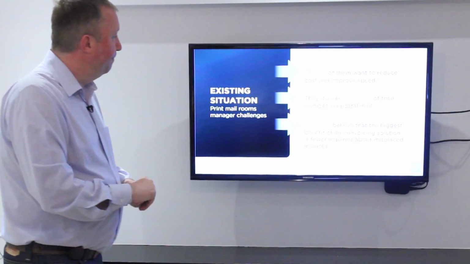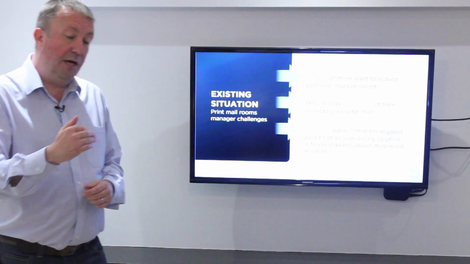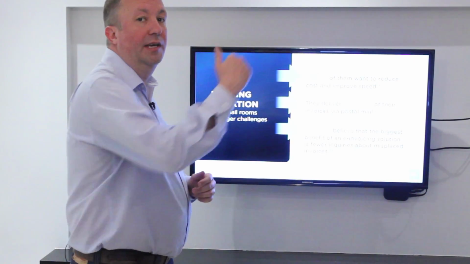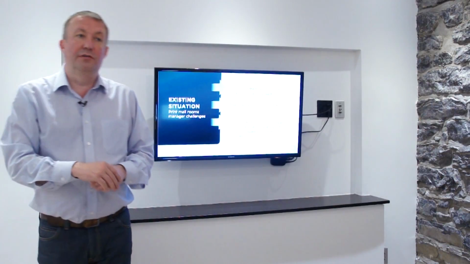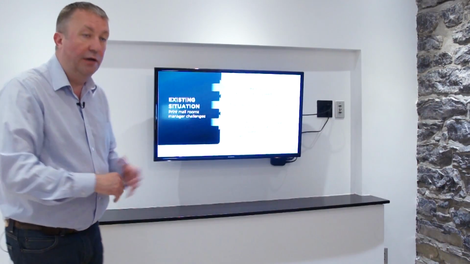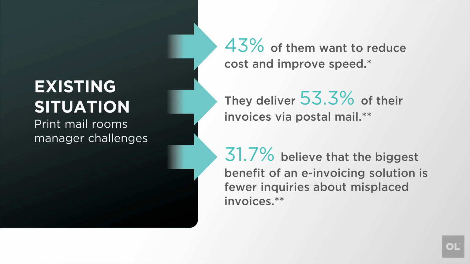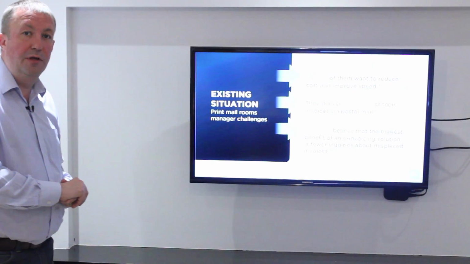So here's some facts. 43% of people in the mailroom want to improve and reduce their speed. That's the speed of getting print into envelopes and out into the post. 53% of people still actually print their invoices and put them into an envelope. So there's still a huge market of people out there who are trying to do this job. But 31% of people still believe that there's an issue with emailing and how to make that whole process digital. And we have to take all of these things into consideration when we move forward with our solution.